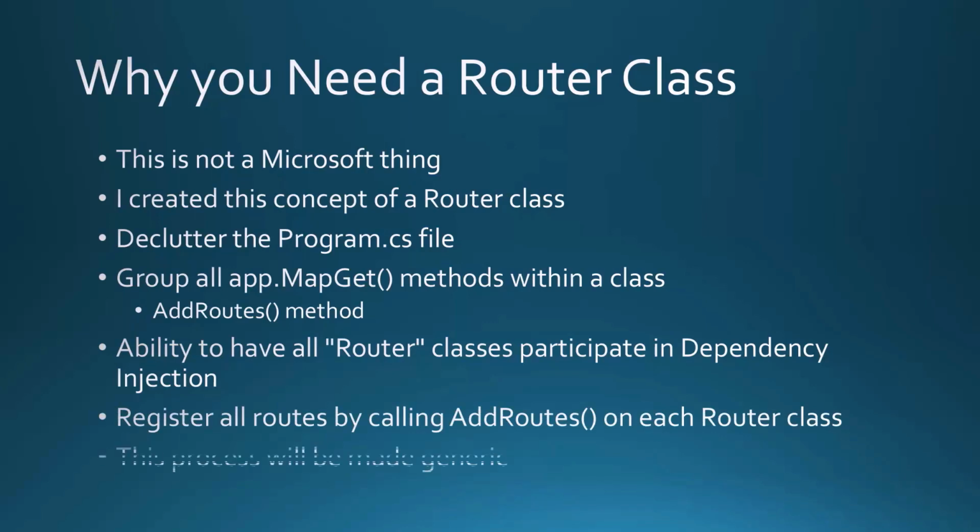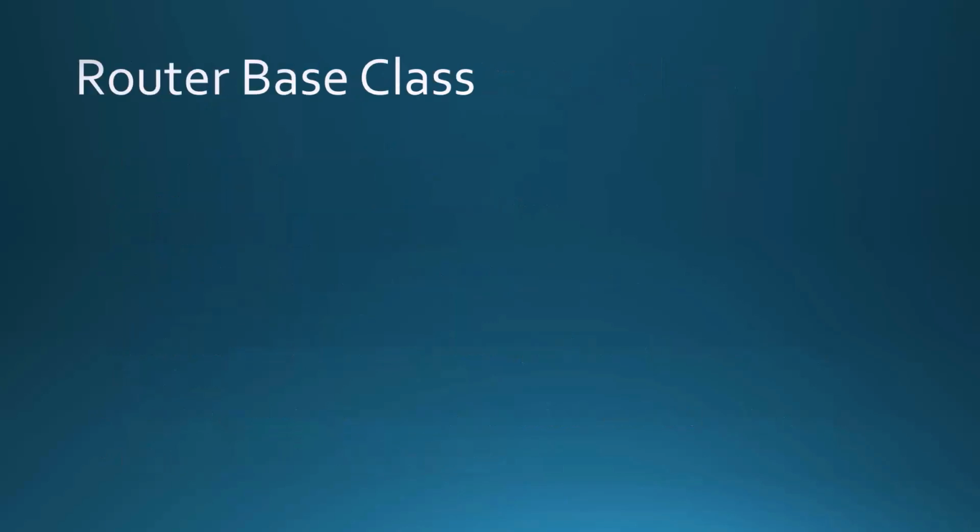And I do that by registering all routes by calling the add routes on each router class. And we're going to do this very generically. So we'll start out and show you kind of the basics of it, and then we'll get into how to make the process a little bit more generic. We're going to start out by creating a router base class.